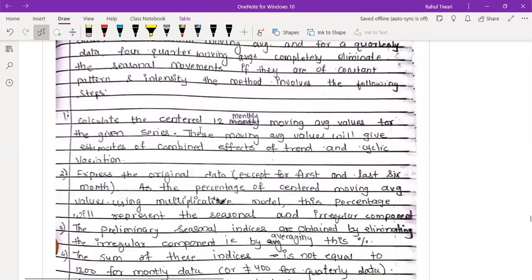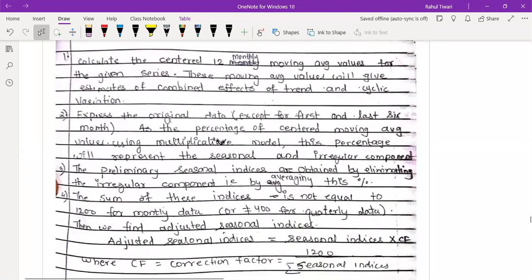तो जैसे हम लोग अगर क्वार्टरली डेटा है तो हम लोग क्या बोलेंगे? Calculate the centered 4, now instead of monthly it will be quarterly, so 4 quarterly moving average values for the given time series. These moving average values will give an estimate of the combined effect of the trend and cyclic variation. Because it is mixed with the trend and cyclic, it will get mixed properly.